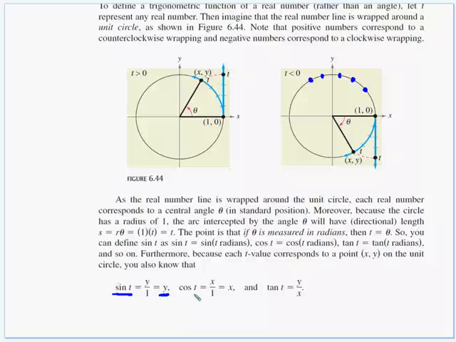The cosine is adjacent over hypotenuse. Here our adjacent side is the length of the triangle, x. The hypotenuse is still 1, that's the radius of our unit circle. x divided by 1 is x. So the cosine is equal to the x coordinate. And the tangent value is the y coordinate divided by the x coordinate.